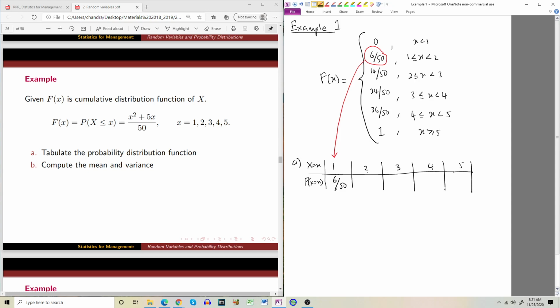For 2, what you have to do, you take the previous one, put it here, which is 14 over 50 minus the previous one, 6 over 50. So what you get? You should get 4 over, I simplify, 4 over 25.